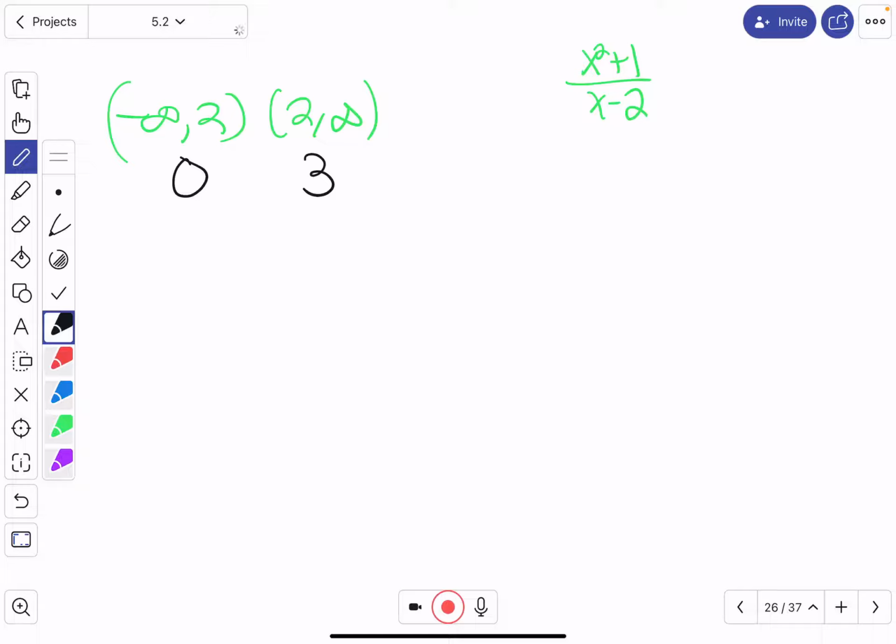Divided by, all right, 0 stores x. So this is negative 0.5. So we know it's above the x-axis, and then if we store 3 in there, we got 10. So graph our equation.